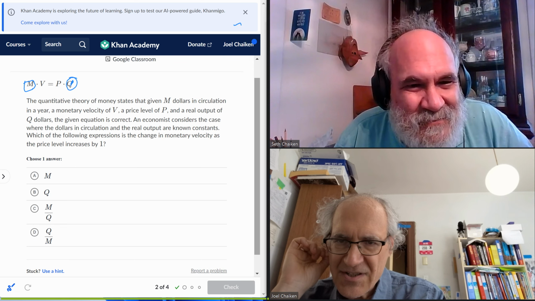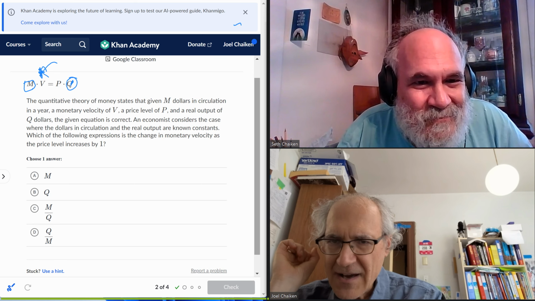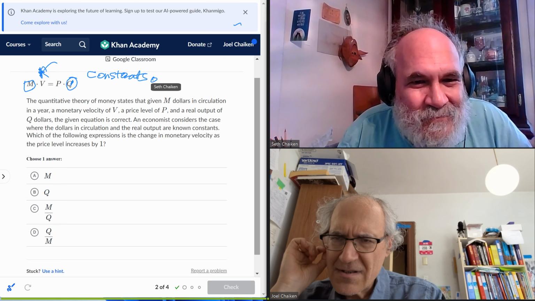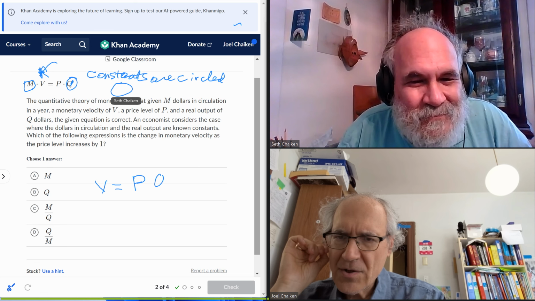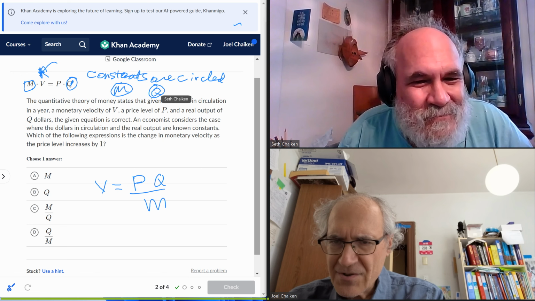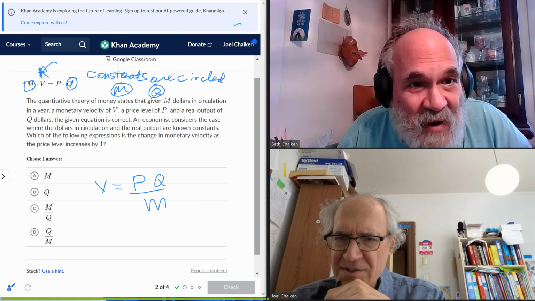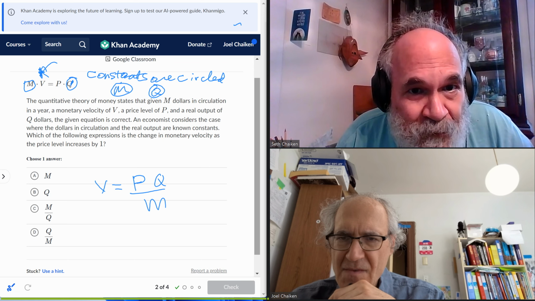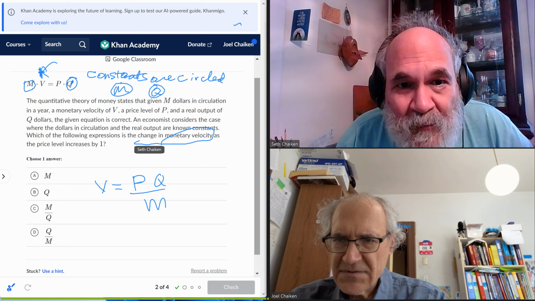Which of the following expressions is the change in monetary velocity? That's this one, so we'll put a big star on that one. As the price level increases by 1, V is equal to PQ over M. What is the change? Not monetary level. Monetary velocity. That's V.